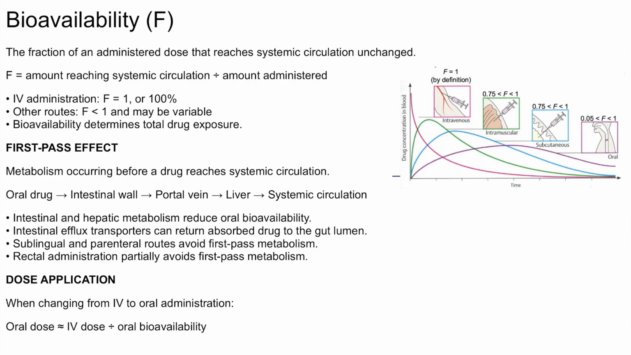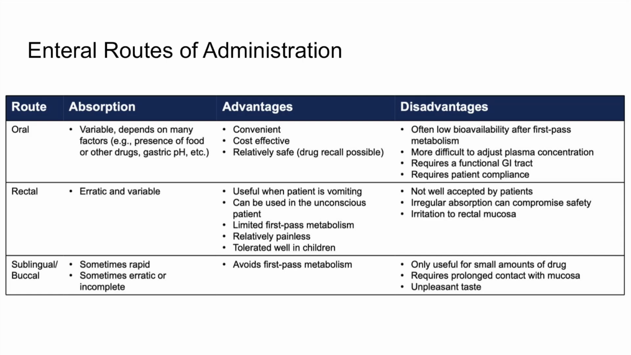When converting an IV dose to an oral dose, a simplified relationship is oral dose equals IV dose divided by oral bioavailability, assuming equivalent exposure and linear pharmacokinetics. And again, for the more visual learners in a more organized fashion, here's just a table discussing exactly what we just talked about, and you can just take a moment to appreciate it and then keep on going. And the next couple of slides are just these charts.